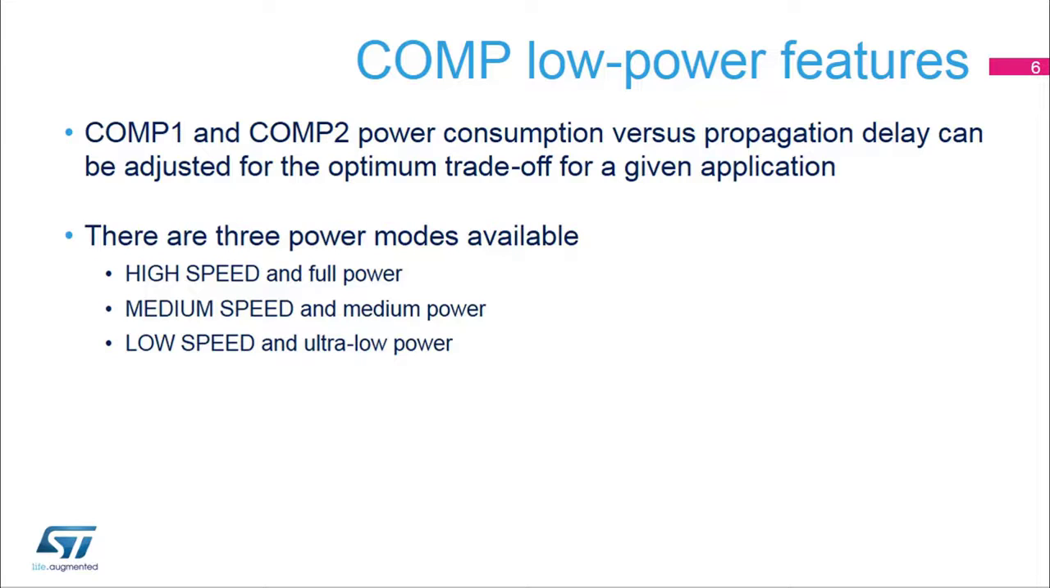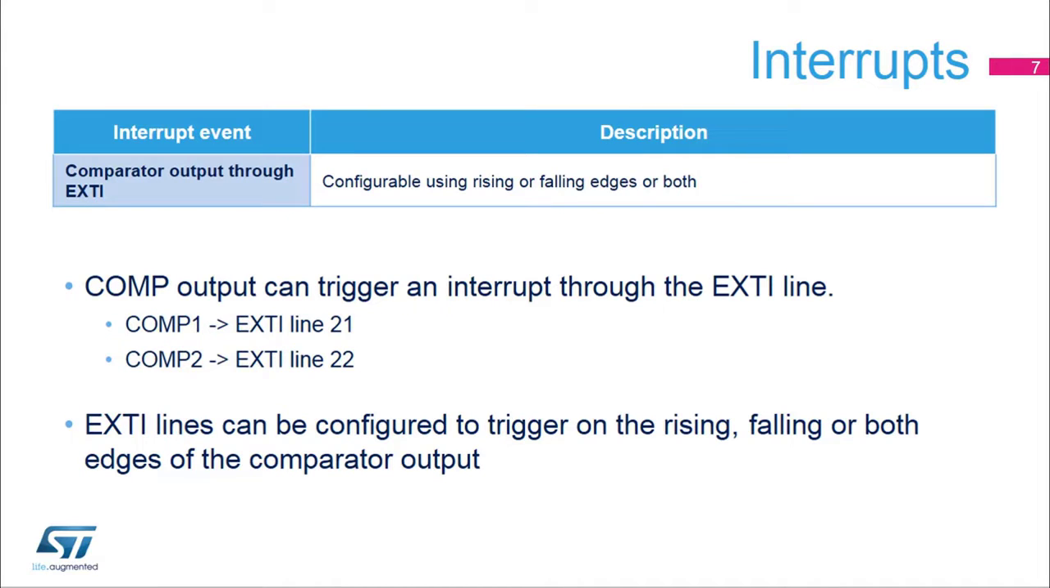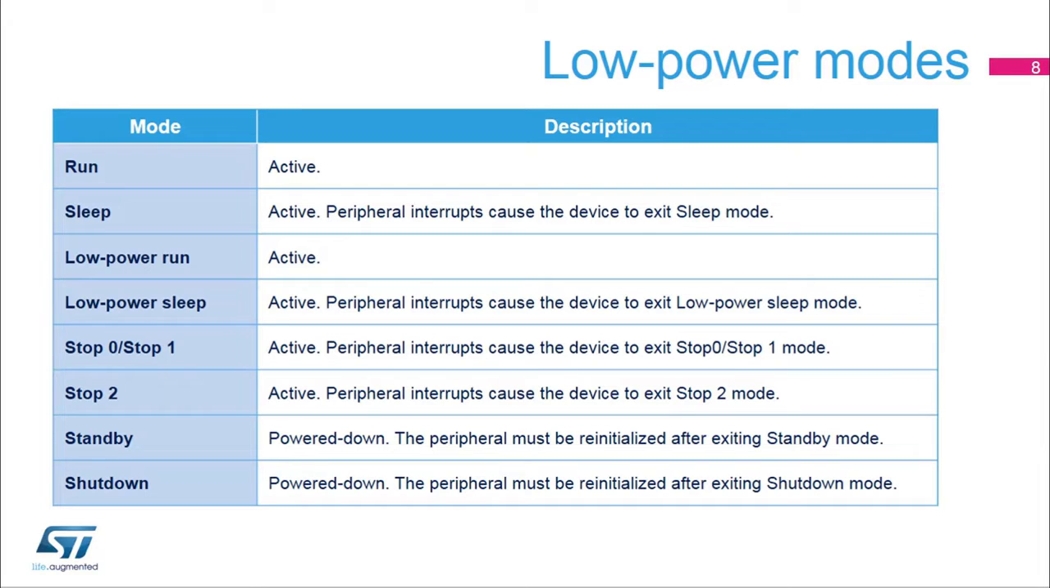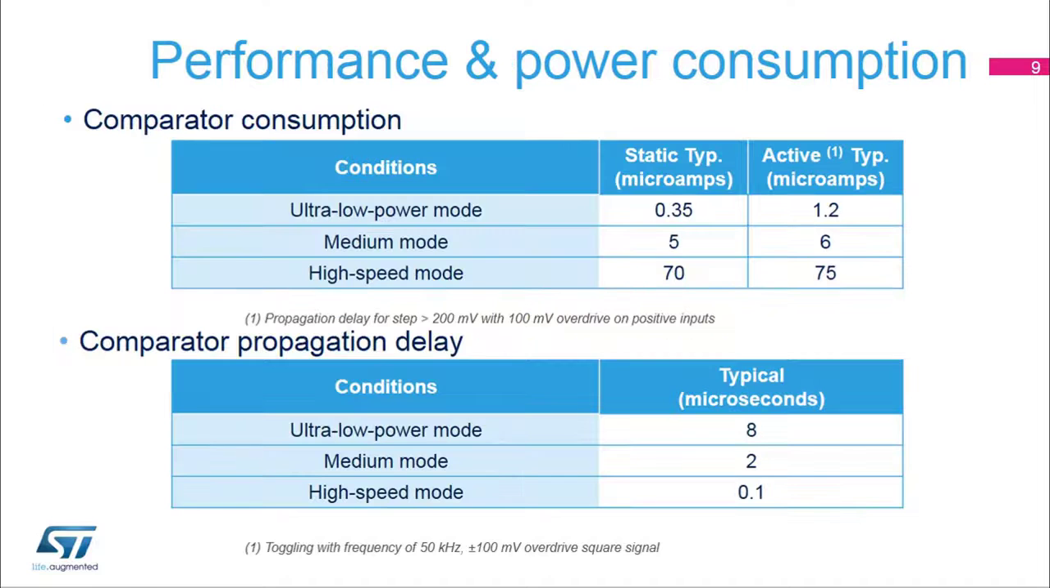The comparator can stay active even if the rest of the system is suspended and the clock is switched off. The comparator can trigger an interrupt on the rising, falling, or both edges of the comparator output through the EXTI line. The on-chip comparator remains active and can be used to wake up the device from all low-power modes except standby and shutdown. The on-chip comparator configuration capability allows the user to select the best performance point for the targeted application. It replaces the external standalone comparator, thereby reducing the bill of materials.